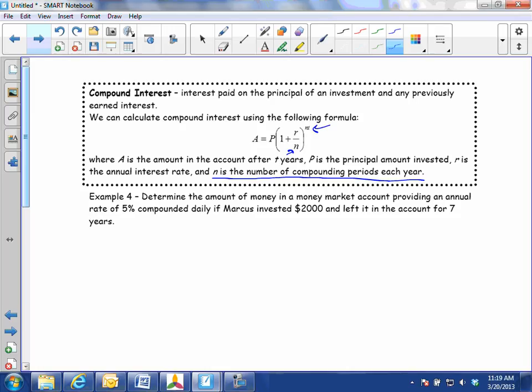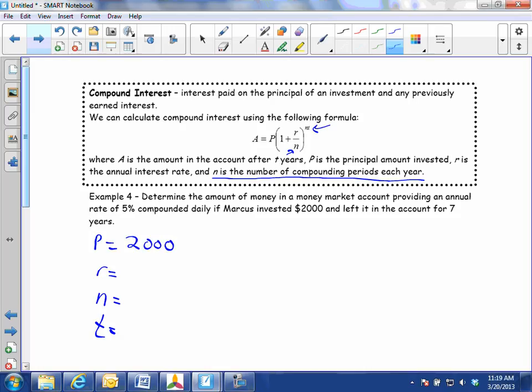All right, let's see what we can do here. Example 4 is determine the amount of money in a money market account providing an annual rate of 5% compounded daily if Marcus invests $2,000 and leaves it in the account for 7 years. So I would like to just write off to the side here what everything is. So what is our P? 2,000. So $2,000 in this account.